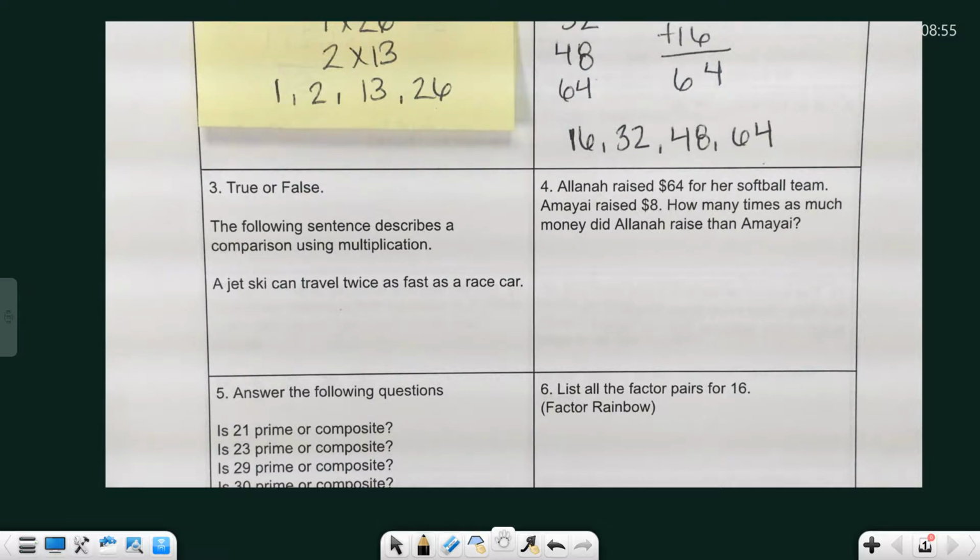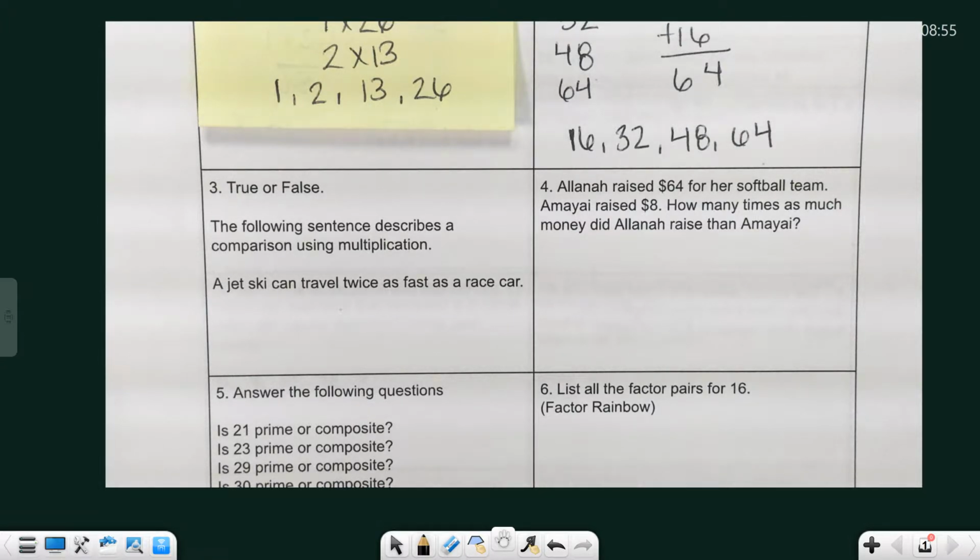Tara, why do you say false? Because the race car, it has a lot of miles and it can go faster, but when something travels on water, it goes a lot slower. So I want you to think about this. Listen, are we asking you literally, can a jet ski travel twice as fast as a race car?